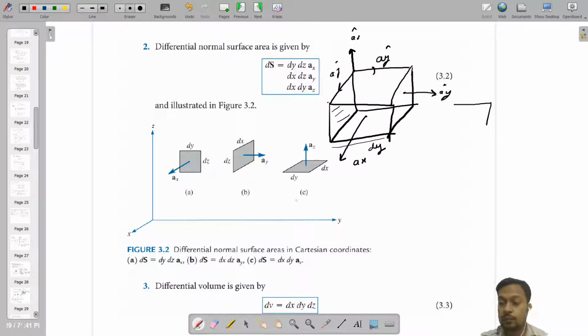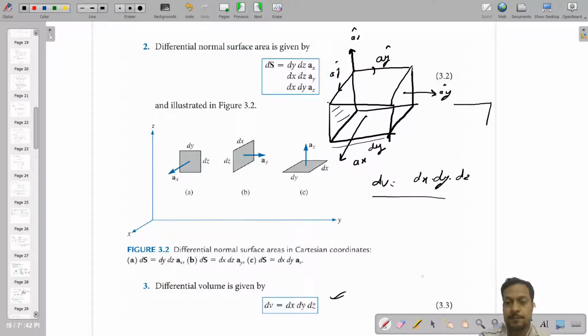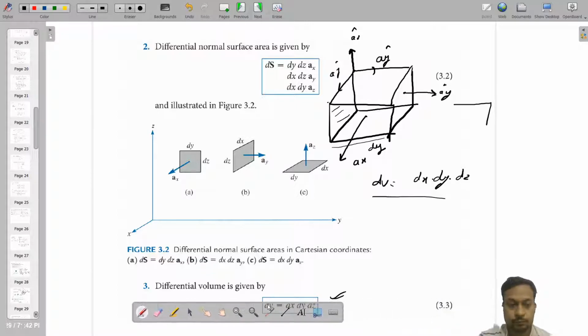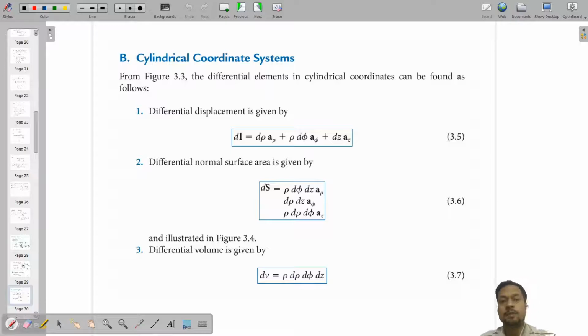Now the differential volume. For the differential volume, we have three differential lengths dx, dy and dz. Therefore, if we denote the differential volume by dv, then dv is equal to dx dy dz. Next, we will discuss the differential length, differential surface and differential volume in the cylindrical coordinate system.